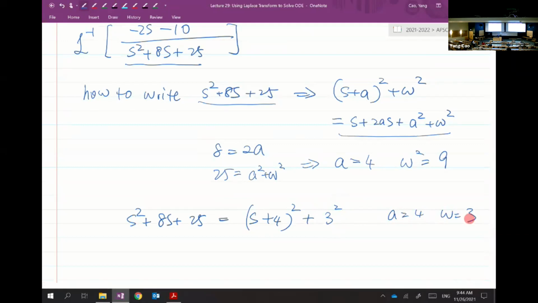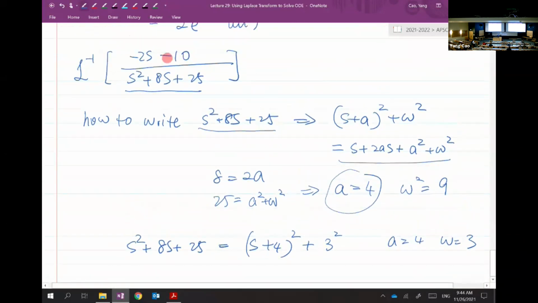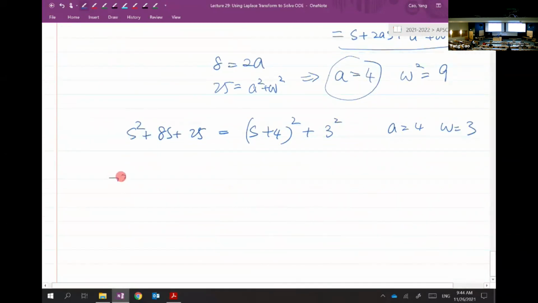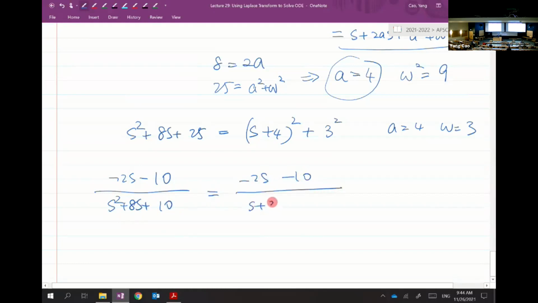So your best bet, if you look at this, is that a is very easy. A is just half of the coefficient 8, so that's where you get 4. And then you solve for omega using the rest of the expression. Then the term, I'll just write this term here, negative s over 10, s squared plus 8s plus 25 became (s plus 4) squared, then plus 3 squared.